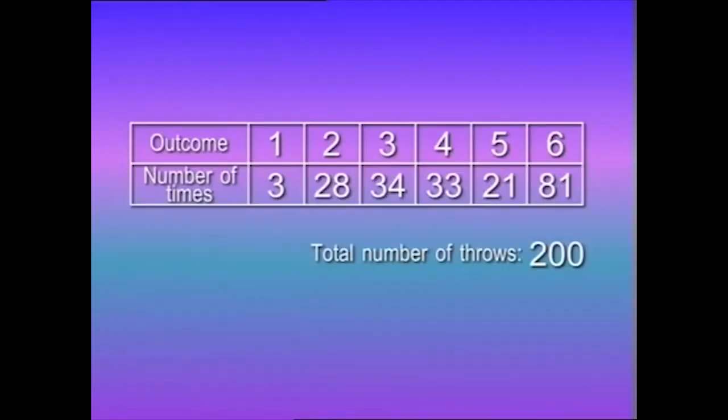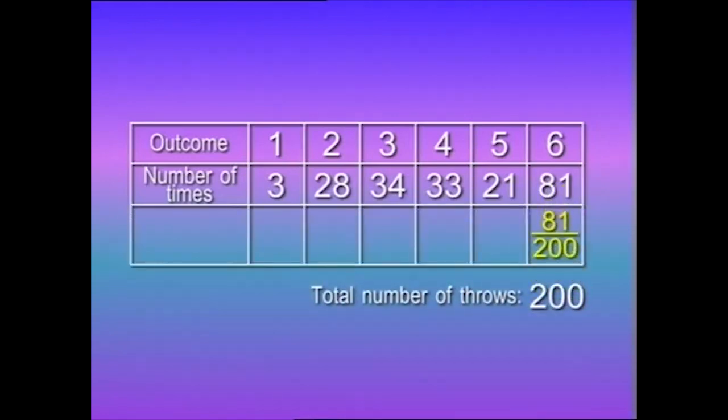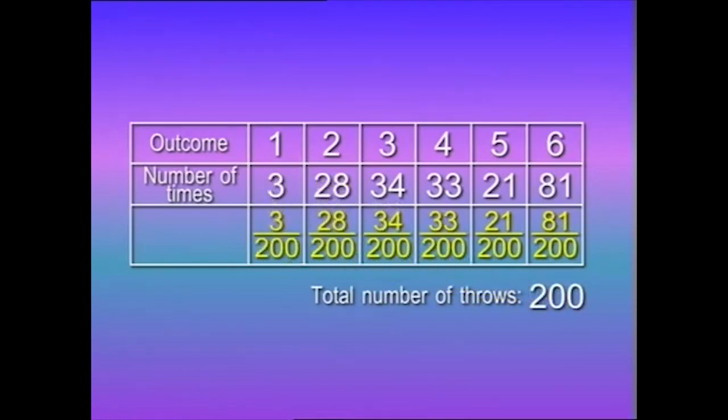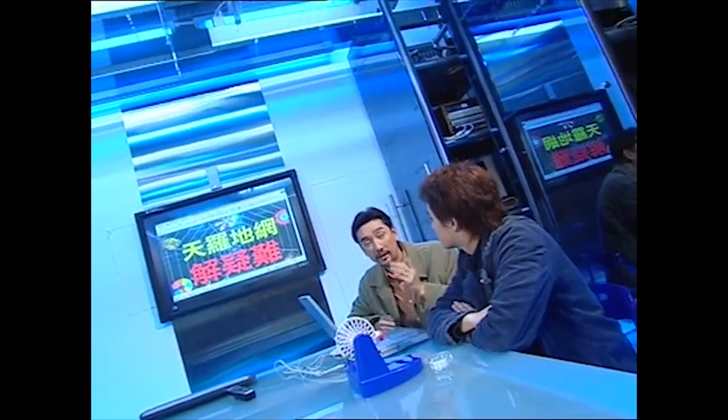For example, to estimate the probability of the 6 occurring, as in the clown's 200 throws, the 6 came out 81 times. We compare the 81 with the 200 and can estimate the probability of the 6 occurring as 81 over 200. Using the same method, we can also estimate the probability of all the other numbers occurring. Since these probabilities have been worked out by experiment, we call them experimental probabilities. So there's experimental probability and calculated probability.